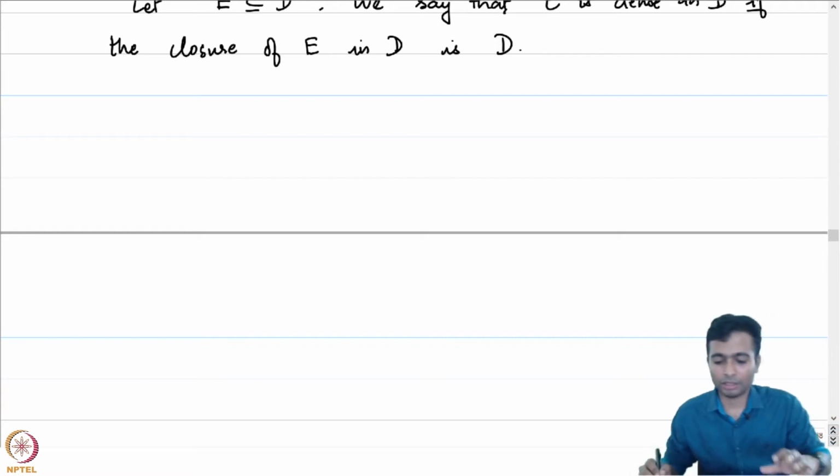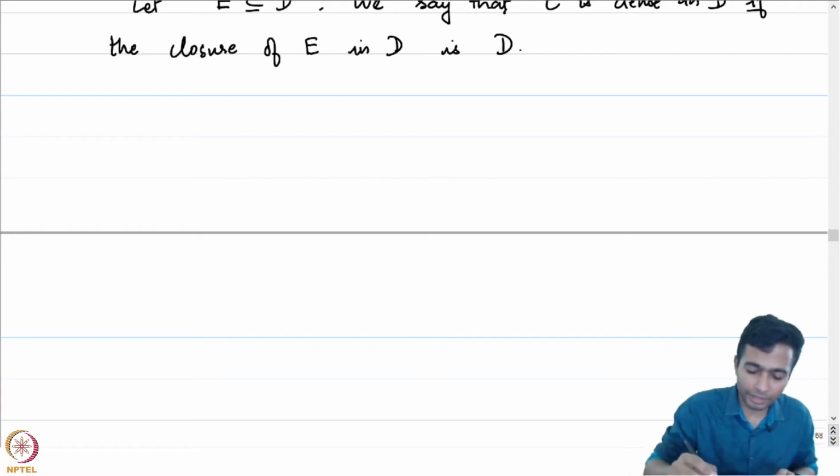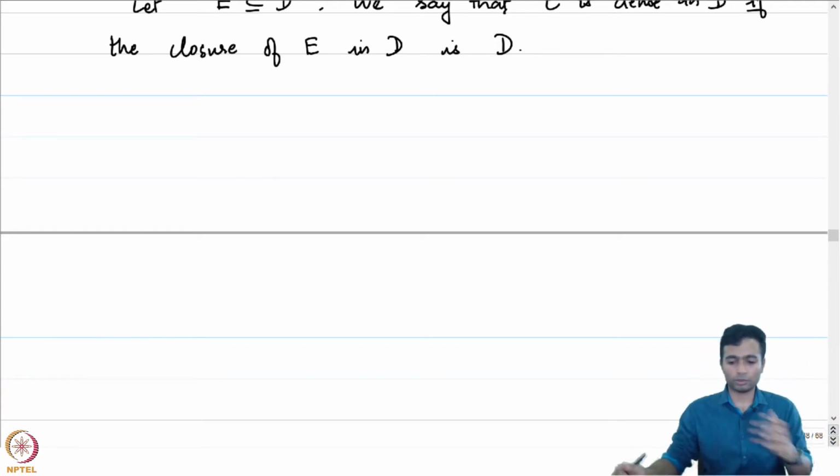I'll be a bit careful when I say this. We are taking the closure of E in D. So what does it mean to look at the closure of E in D? In this context, in the complex plane, we can just say that it is going to be the closure of E in C intersected with D.